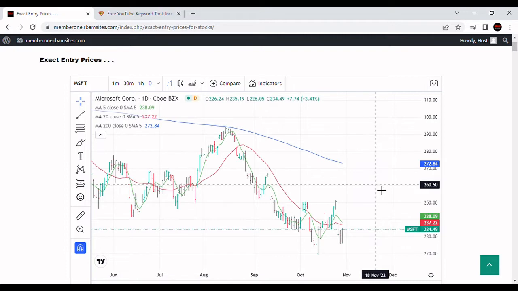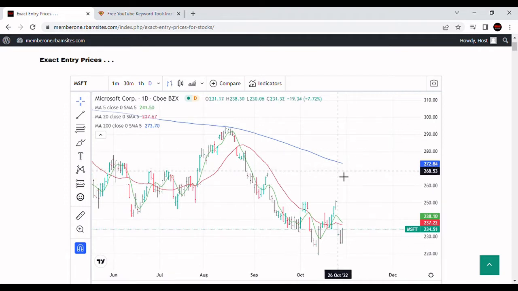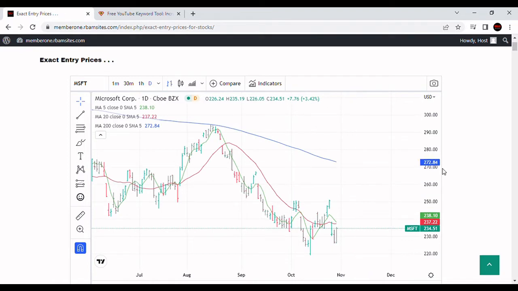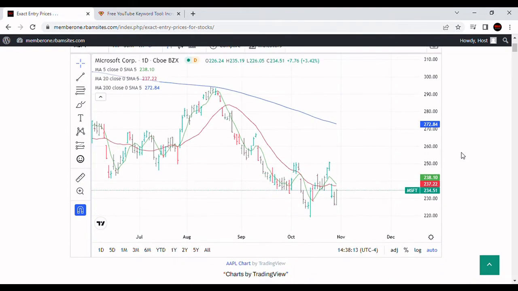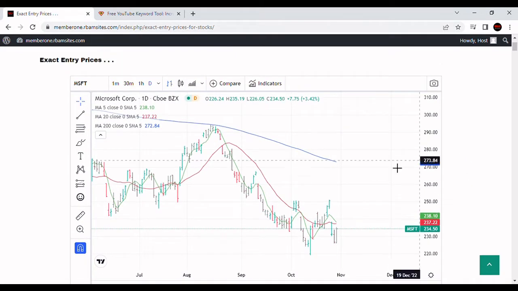Volume's 27 million shares on an average daily volume of roughly 26.5 million shares, and it's about 2:03 on Friday, the 28th of October. Let's take a quick look at this stock. We're going to show you several charts, and then we're going to show you some algorithmically generated entry prices for Microsoft and see what they look like.